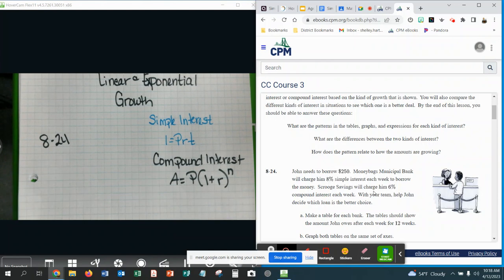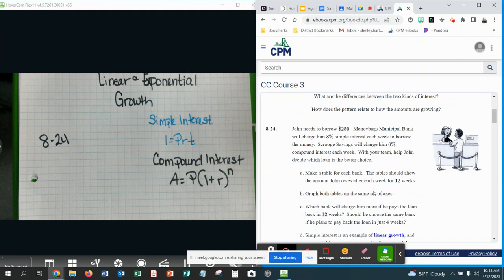We were going to start on 8-24. John needs to borrow $250. Moneybags Municipal Bank will charge him 8% simple interest each week to borrow the money. Scrooge Savings will charge him 6% in compound interest each week. With your team, help John to decide which loan is the better choice.